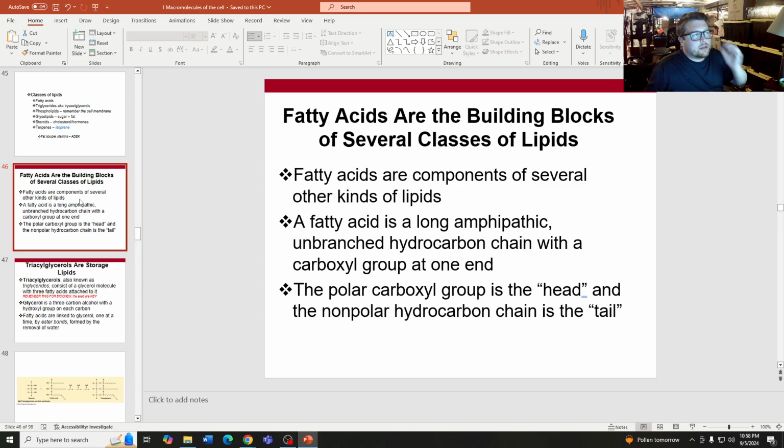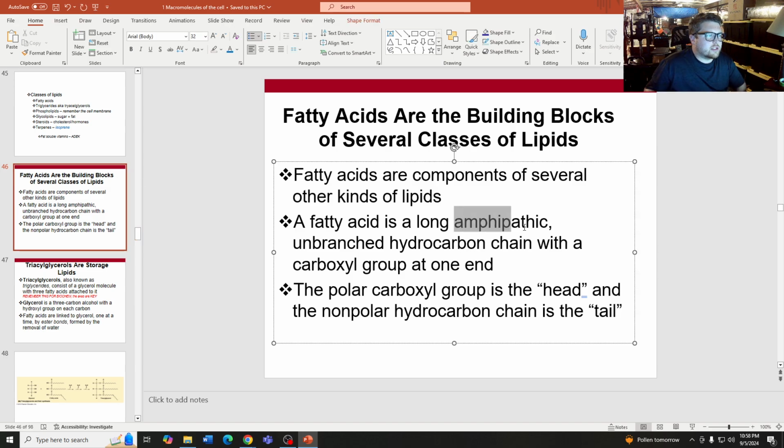Fatty acids are the building blocks of several classes of lipids. So fatty acids are components of several other kinds of lipids. A fatty acid is a long amphipathic. We saw that word before. Oftentimes, if I see a new word that I have not seen before or that looks kind of big and confusing, I will write the definition out on several different slides. Give yourself more chances to see the definition, see the word, and understand what it means.